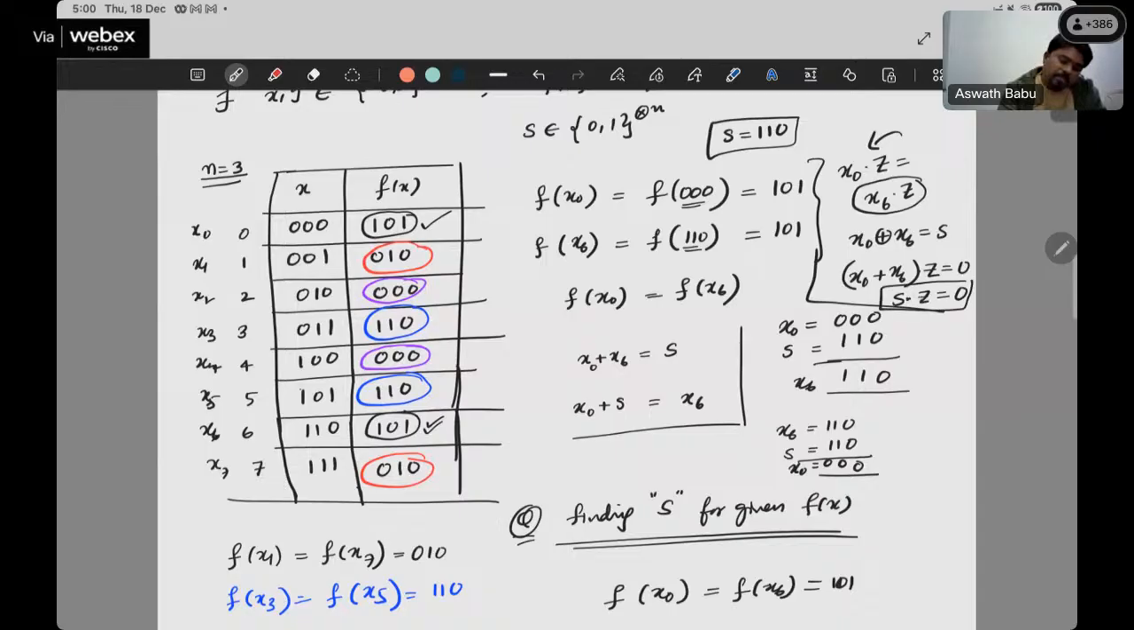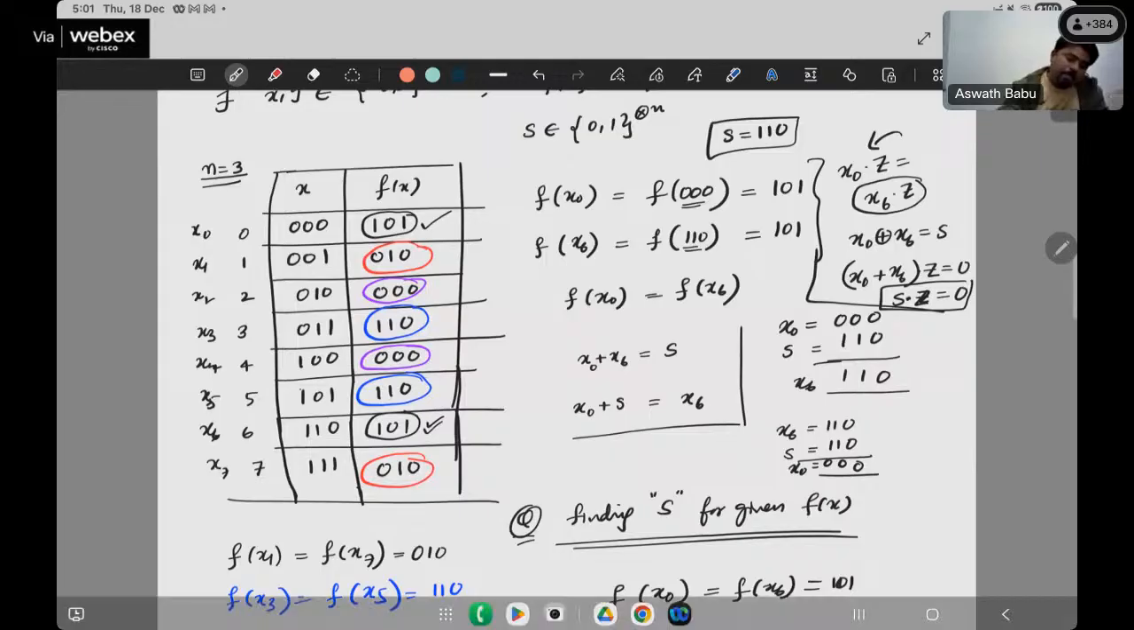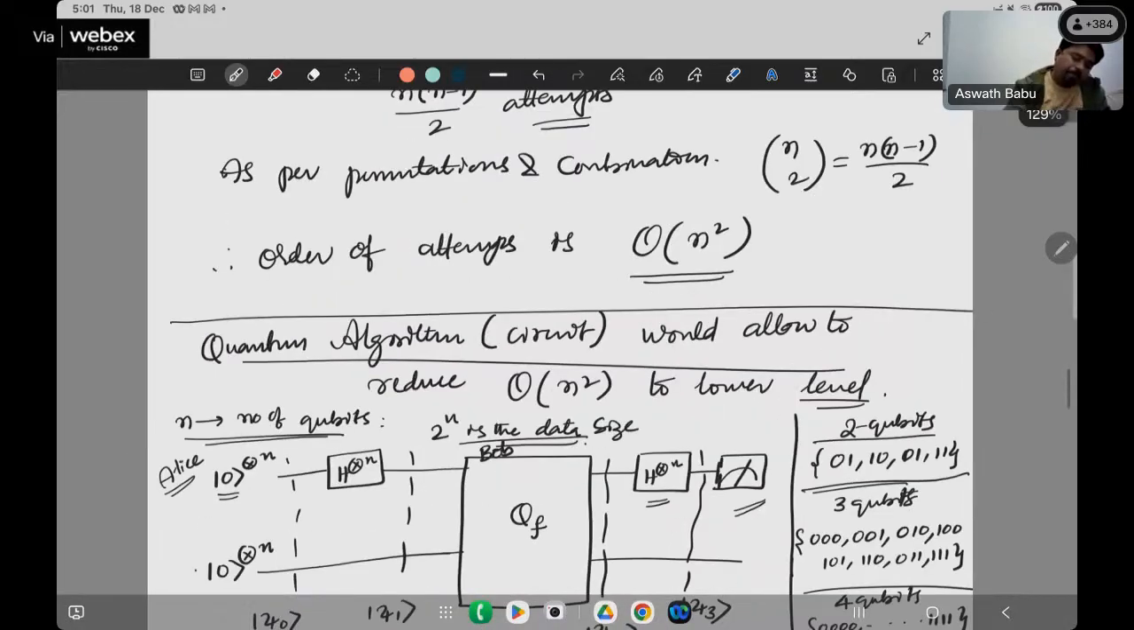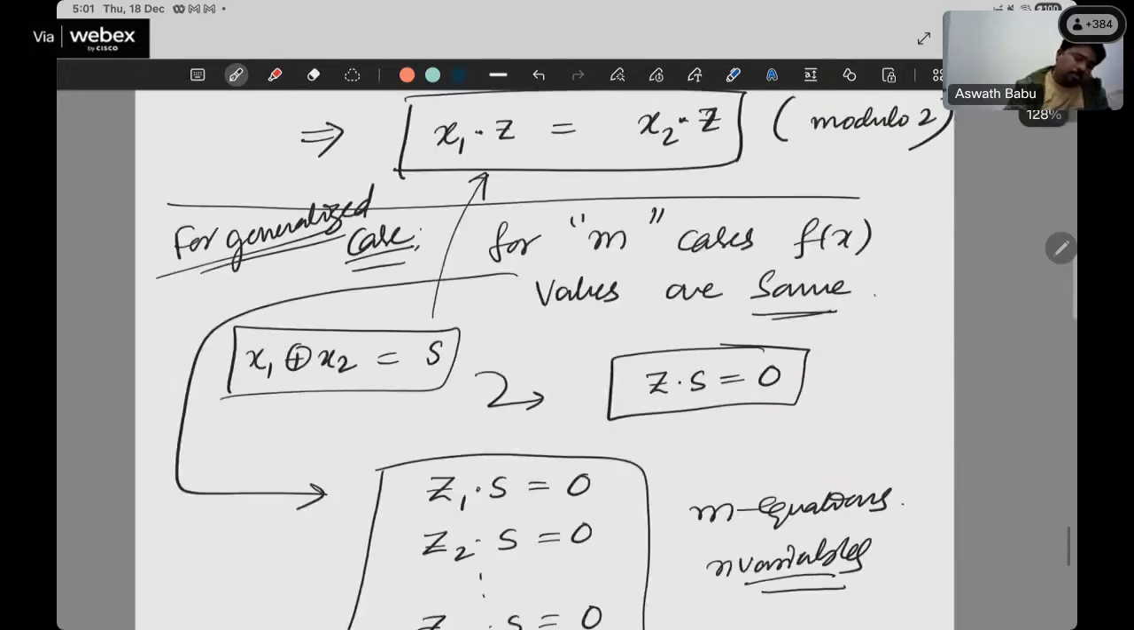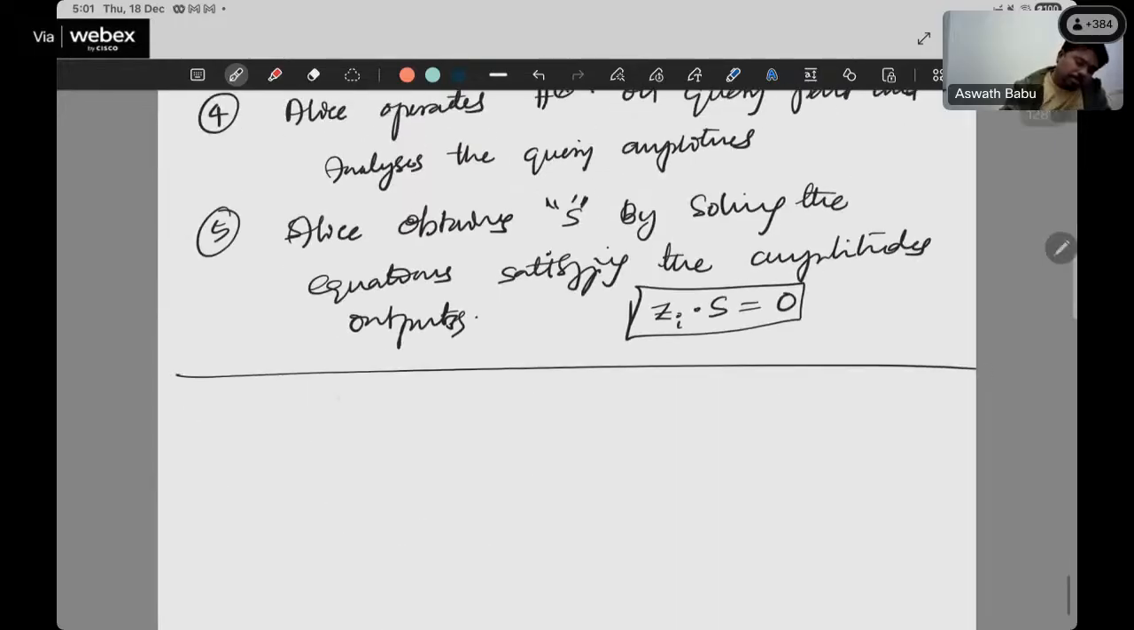So basically, knowing the z, for the corresponding z, let's say my z state is 110. This is my z state.